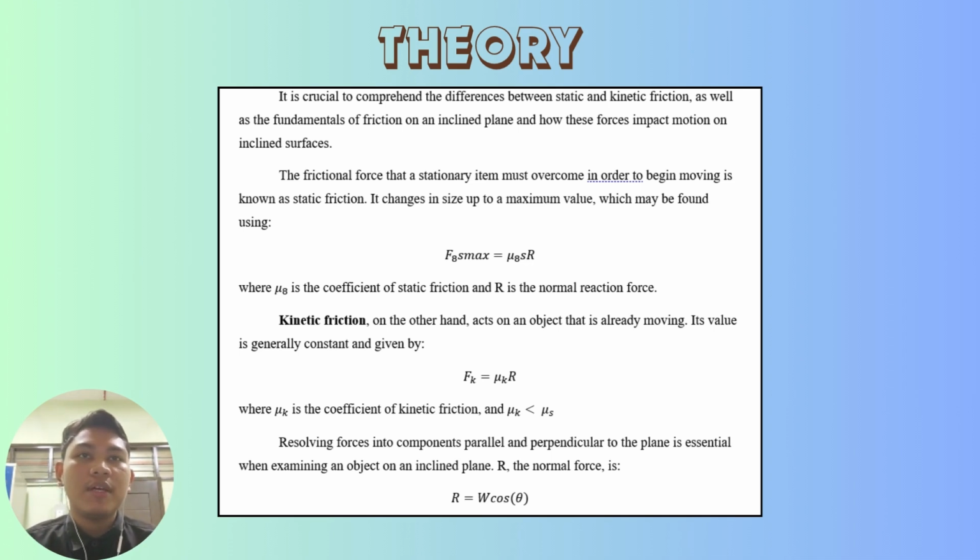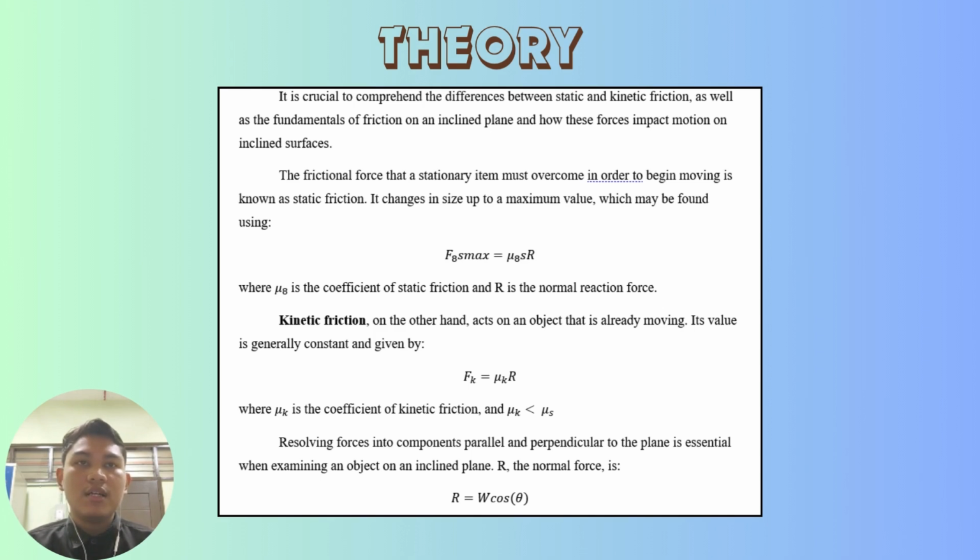It is crucial to comprehend the difference between static and kinetic friction, as well as the fundamentals of friction on the inclined plane and how this force impacts motion on an inclined surface. The friction force that a stationary item must overcome in order to begin moving is known as static friction. It changes up to a maximum value which might be found using F_s max equals mu_s R, where mu_s is the coefficient of static friction and R is the normal reaction force.